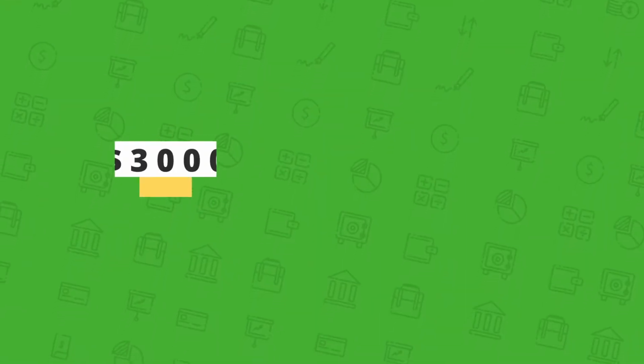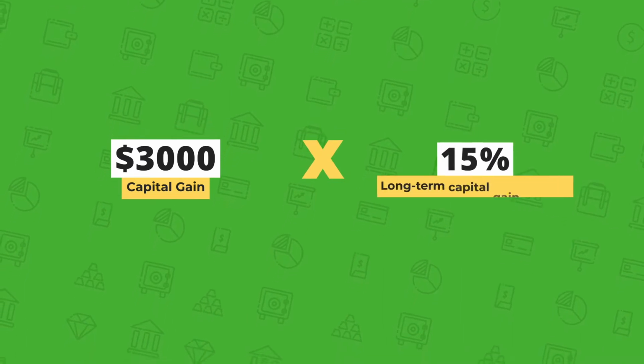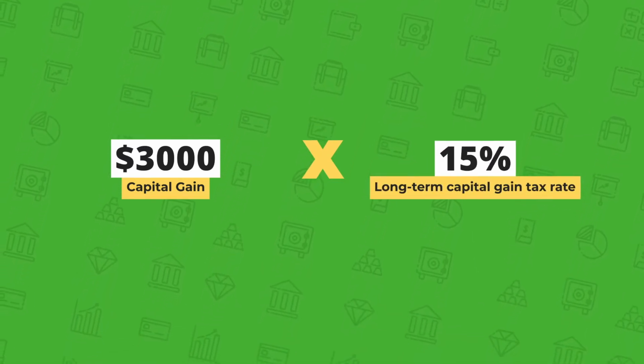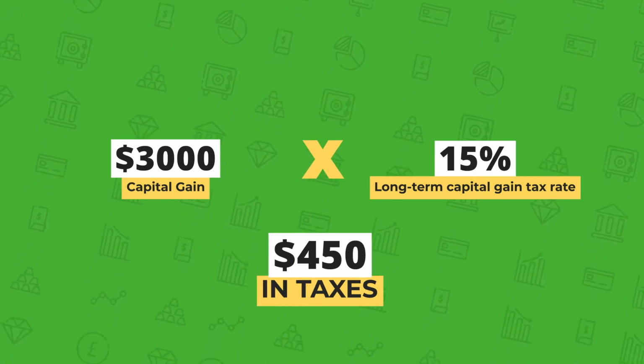With that formula, let's calculate our tax liability from this sale. We take $3,000, aka our capital gain, times 15%, aka our long-term capital gains tax rate. This equals $450 I have to pay in taxes.